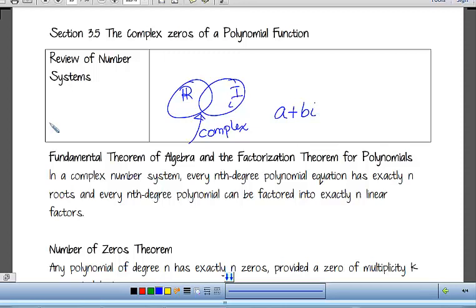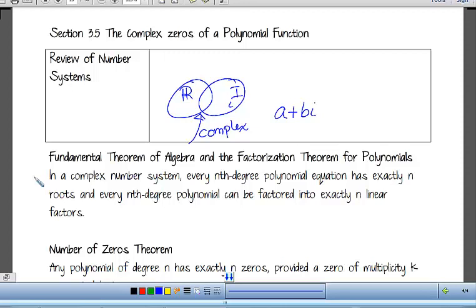If in any of these polynomials, let's say we had a 4th degree polynomial, there really are 4 zeros, then if they're not real, they have to be complex, a plus bi. So a couple of theorems: the fundamental theorem of algebra and the factorization theorem for polynomials. In the complex number system, every nth degree polynomial equation has exactly n roots, and every nth degree polynomial can be factored into exactly n linear factors. So if we have a cubic, we can find 3 linear factors. If it's 4th degree, we can find exactly 4 linear factors.